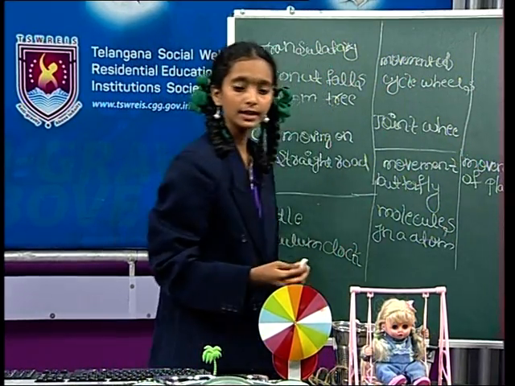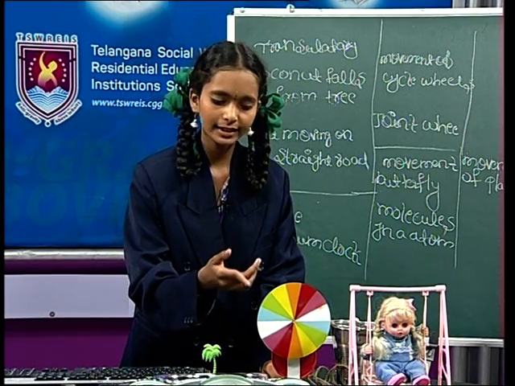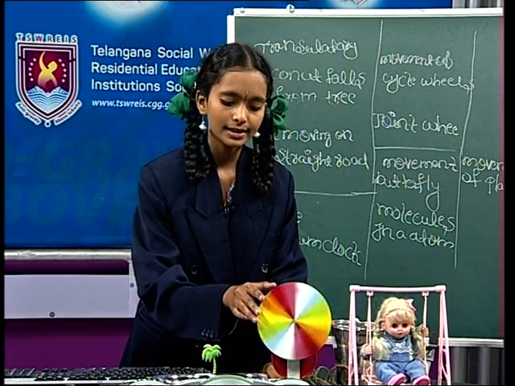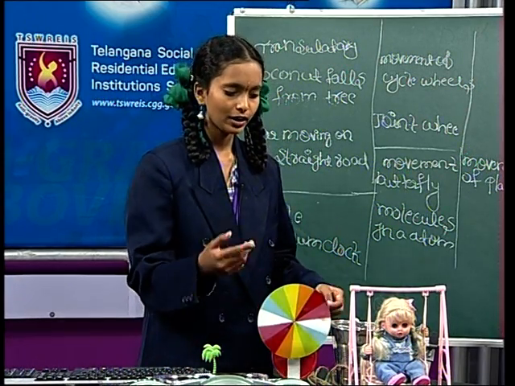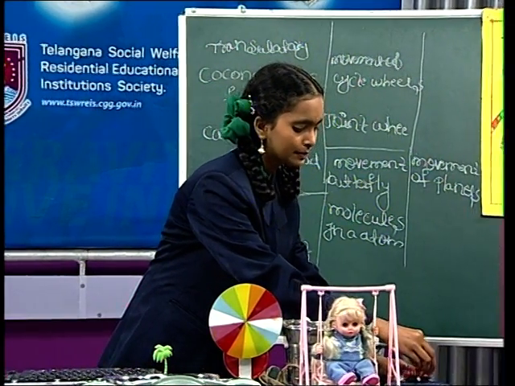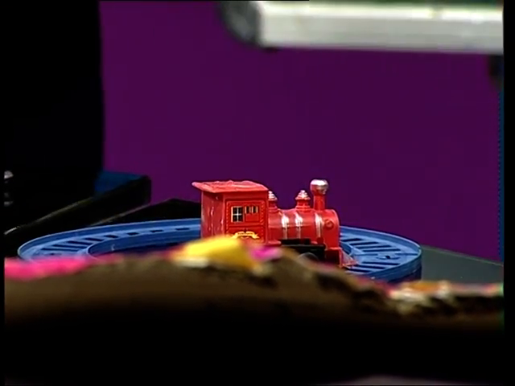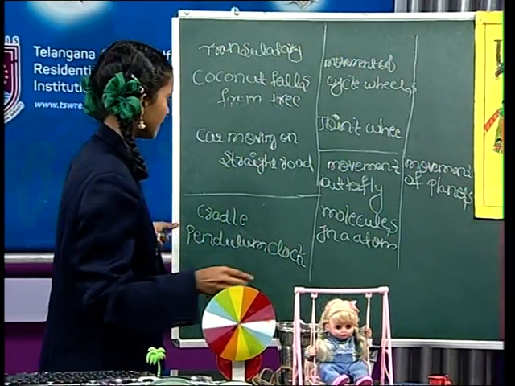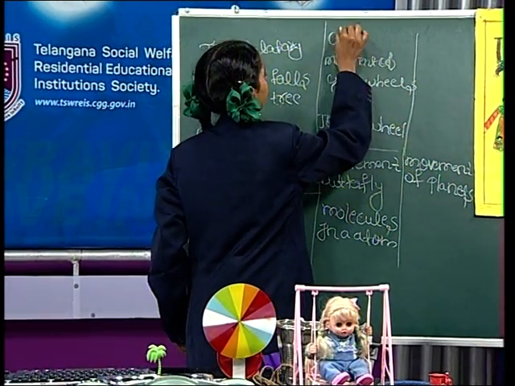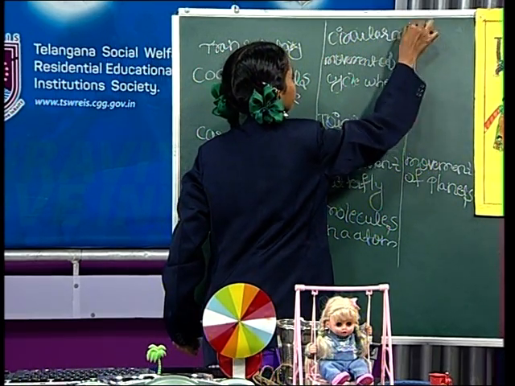And tell me, here what we have? Movement of cycle wheels. How do they move? For example, if we take this disc, how does it move? Yes, in a circular path. Or else we take this train. How is this train moving? Yes, in a circular path. So this type of motion is known as circular motion.